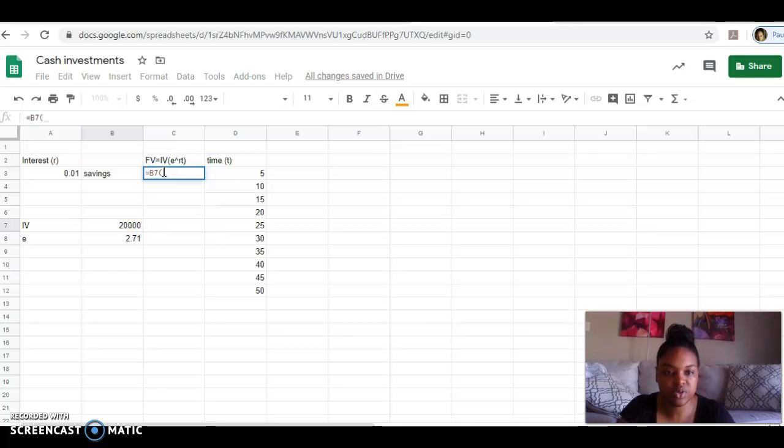All right, next I'm going to insert the parentheses and then the E. Again, I don't type in the E or type in 2.71. I click on the cell with the 2.71 in it. Then I'm going to make an exponent by putting this little upside down V symbol. So I'm going to click Shift and then 6 on my keyboard.